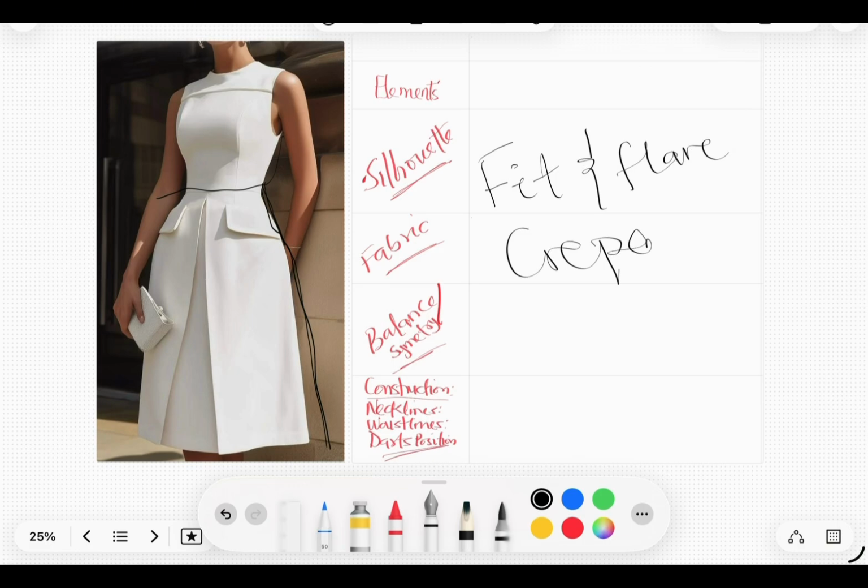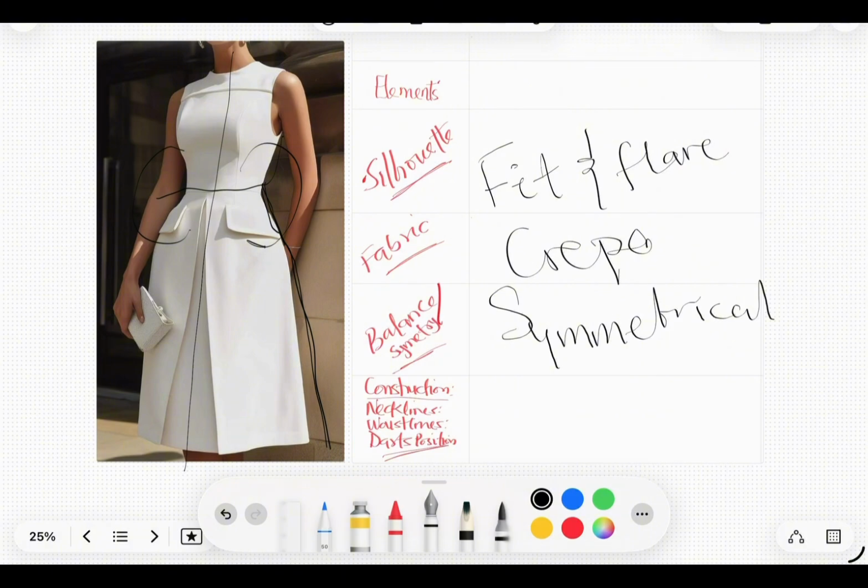Okay, so what about the symmetry? Of course, this is a symmetrical dress because what we have on this side is what we have on the other side, right?